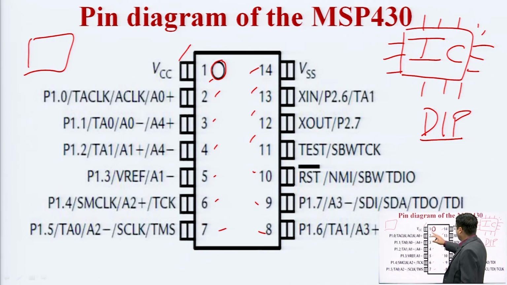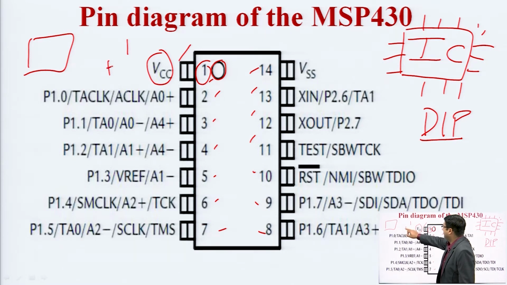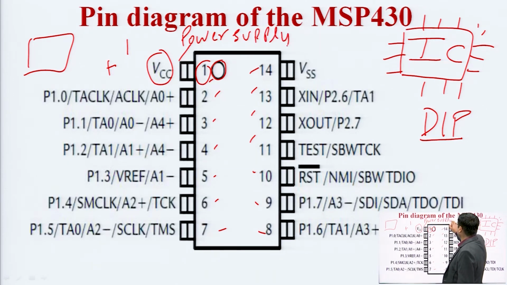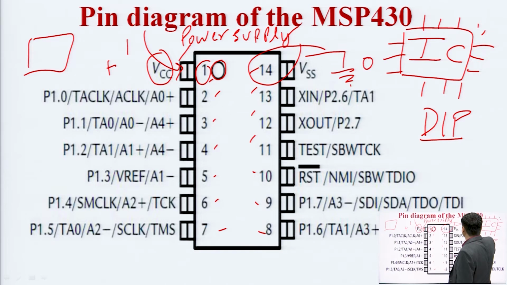The first pin is dedicated to VCC. VCC has signal 1. It is the power supply to the circuit. So if we want to supply power to the MSP 430 IC, we will supply it from here. Similarly, ground is provided at pin number 14. Ground means it has signal 0, and VCC has signal 1.